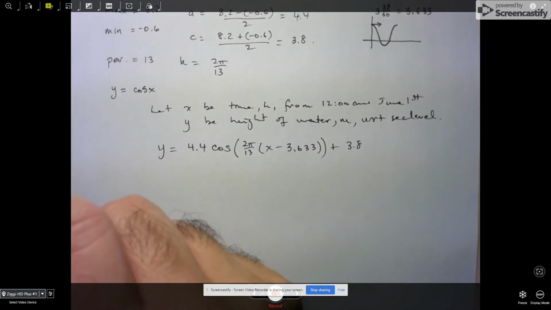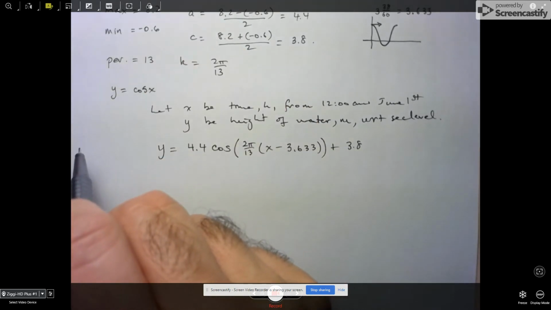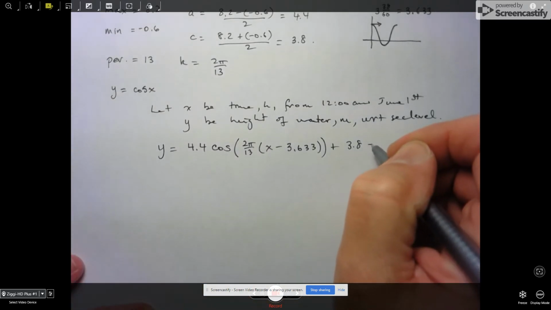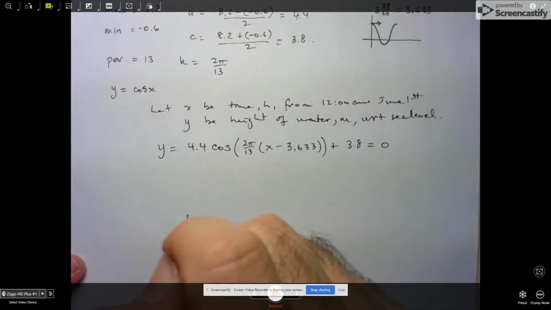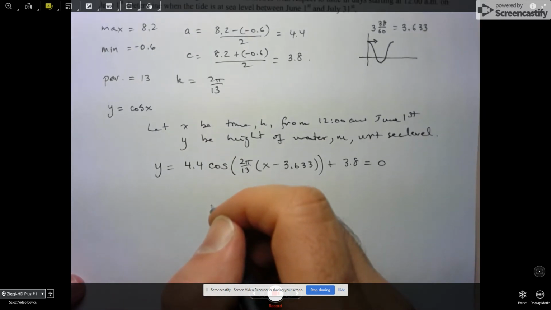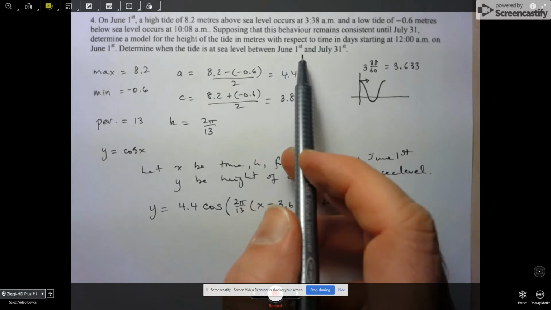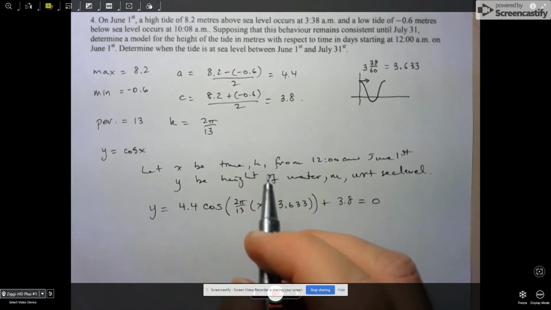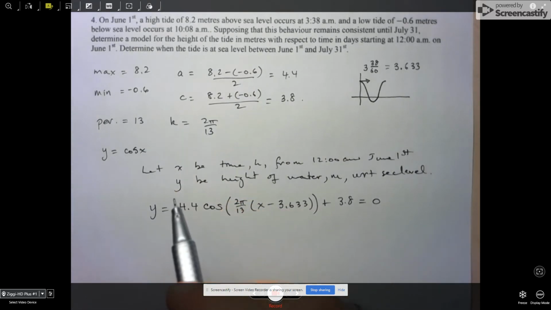All right, now what we want to do is determine when the tide is at sea level. And so we essentially just need to make this equal to 0, because that's what sea level represents, is height of 0. Okay, now again, maybe another little typo here is this is actually going to look like a lot of answers from June 1st to July 31st, so I don't think I'm going to find all those answers. I guess I should have thought that through, given that my period is only 13 hours.